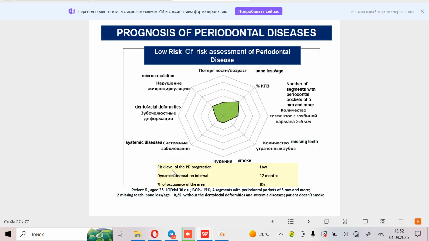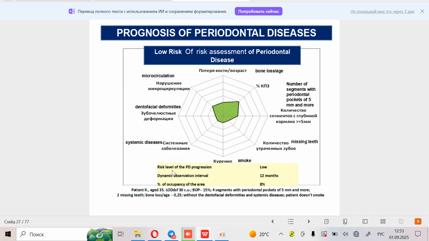Prognosis of periodontal diseases. All prognosis criteria are divided into risk assessment of progression of periodontal disease: low, middle, high, green, yellow, red. Now you can see the low, green level of risk assessment of periodontal diseases, when all criteria are in the low section of the diagram.